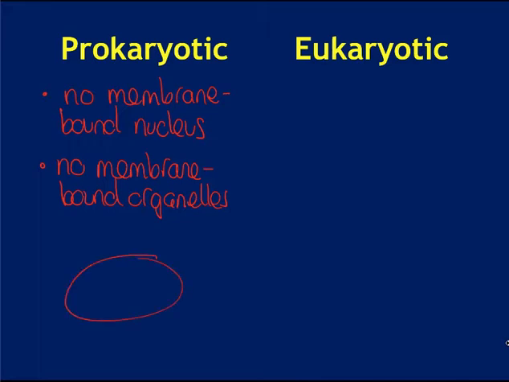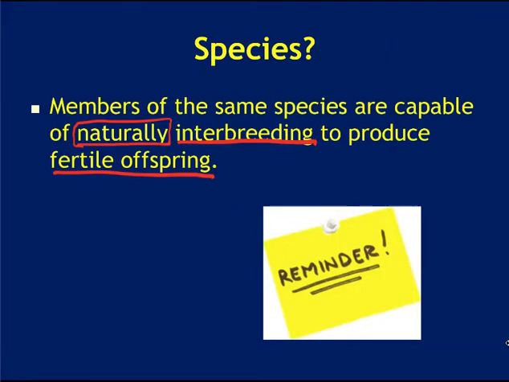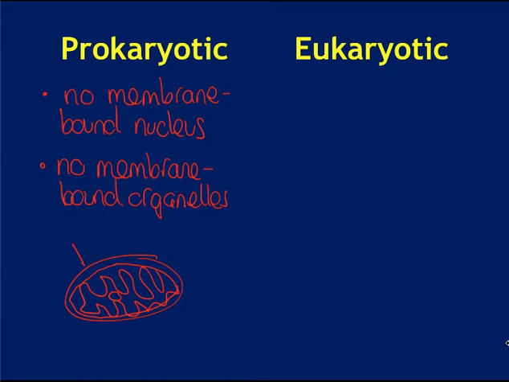So if this is our mitochondria, it has its membrane, and then it's going to have its little teeth in it, and I'm not drawing it very well today. It'll have its little piece of DNA. So the fact that these are a double membrane, that is a membrane bound organelle.